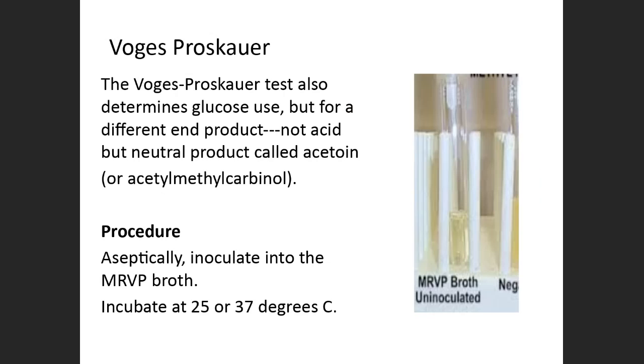Now, when we look at the Voges-Proskauer test, what we're going to detect here is a little different. We're not looking for fermentation per se. We're looking at the use of glucose in a different type of process. So the way it works out is that what gets produced in this case, instead of an acidic byproduct or acidic waste, when glucose gets used up, is something called acetoin. And this acetoin can be detected by adding reagents. The same way the acid could be detected by the MR when we added methyl red. It's just that we're going to use different chemicals this time.